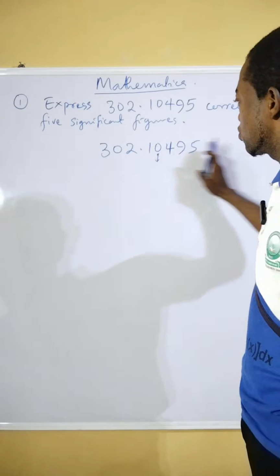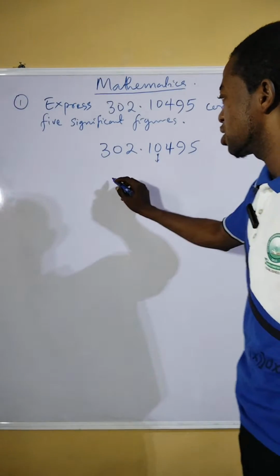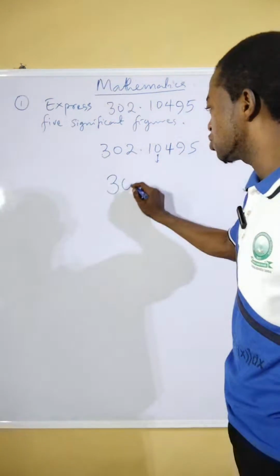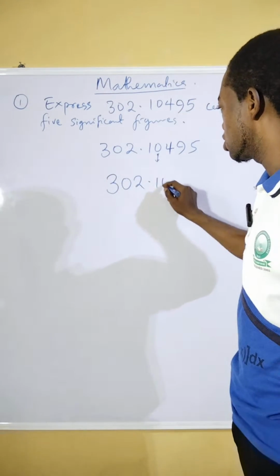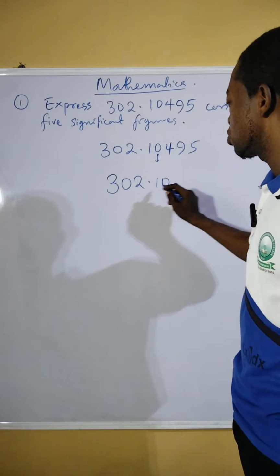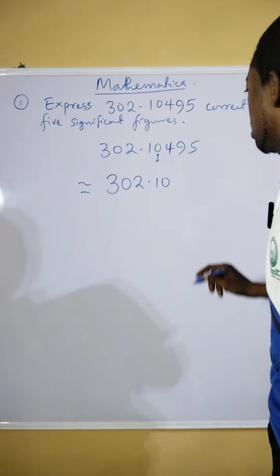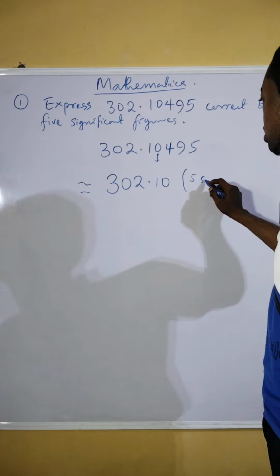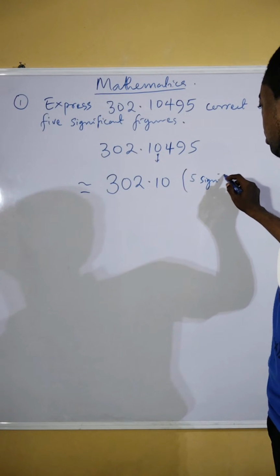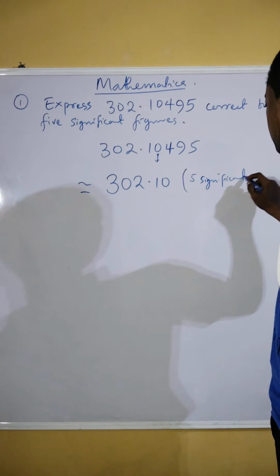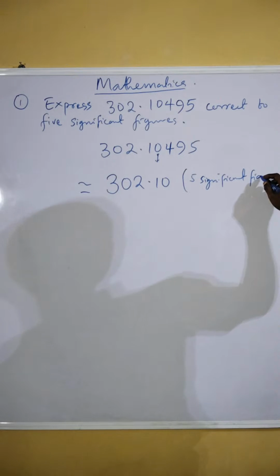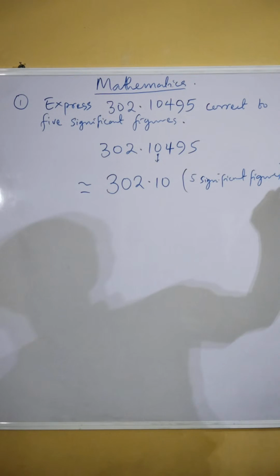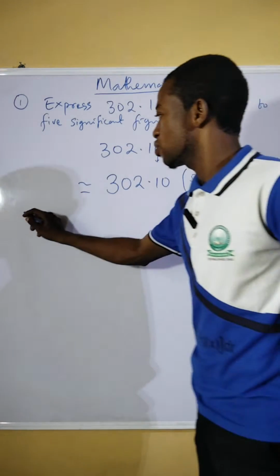So that means we remove everything this side, and therefore the answer will be 302.10 to 5 significant figures. So that is that. Number 2 question.